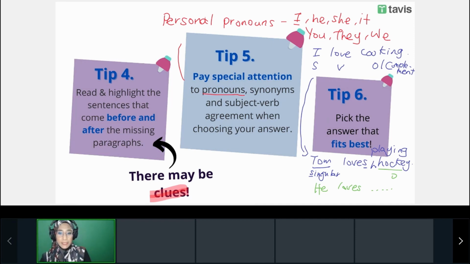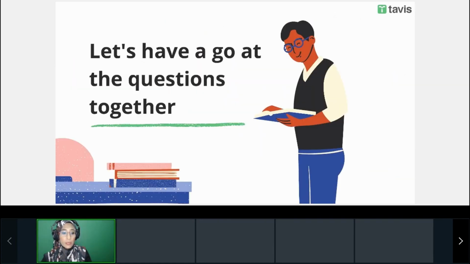Tip number 6. This is where you need to pick the answer that fits best. We are not looking for the bestest of the best, but you need to try and make sure that in the sentence itself, with the previous one and the after one, it suits the whole thing. Now we're going to have a look at the question. So let's have a go at the questions together.